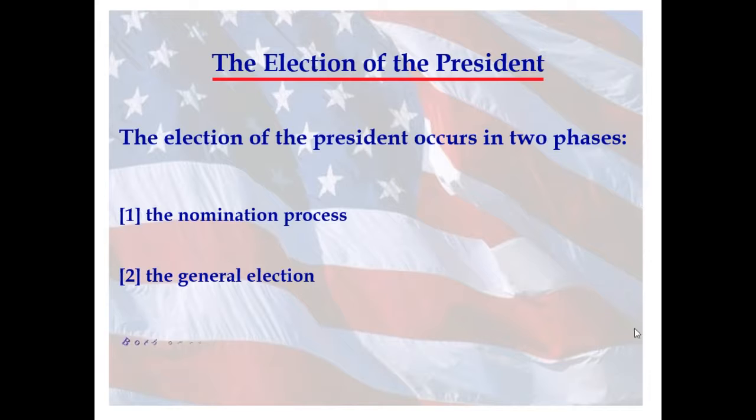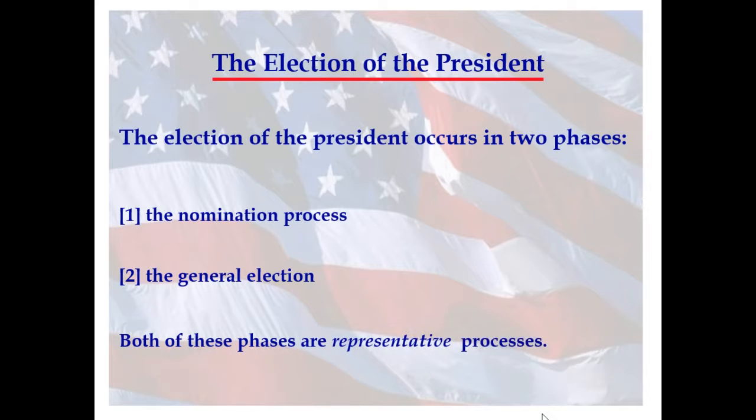Okay? And then the other thing we said that is particular to presidential elections is that both of these phases, both the nomination phase and the general election, are representative processes. Who remembers what that means? The individuals aren't voting for the person itself, they're voting for a delegate. Which individuals are we talking about? The voters. Yeah, maybe that's what you meant by that.